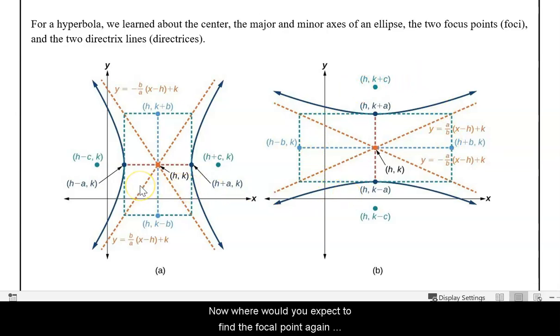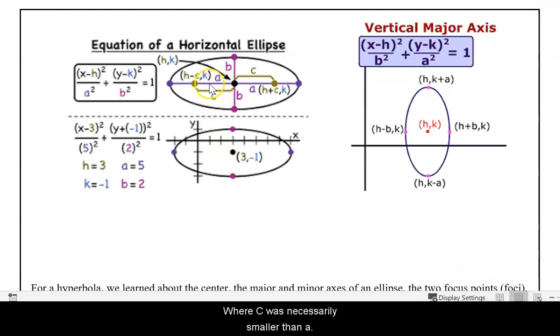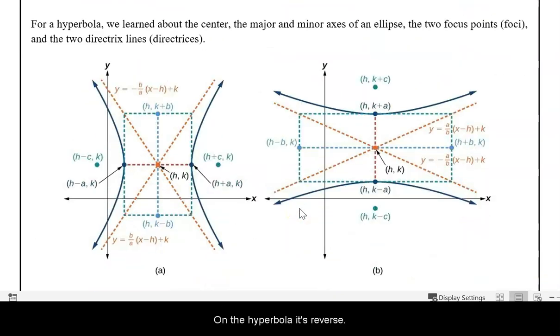Now, where would you expect to find the focal points? Again, inside the hug of the arms, and that's precisely where they are. Again, c does represent the distance from the center to the focal point. But unlike on the ellipse, where c was necessarily smaller than a, on the hyperbola it's reversed. c is longer than a. So on the ellipse, a is longer, but on the hyperbola, c is longer.